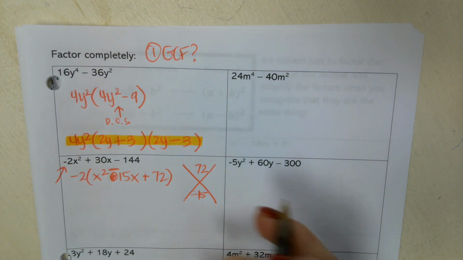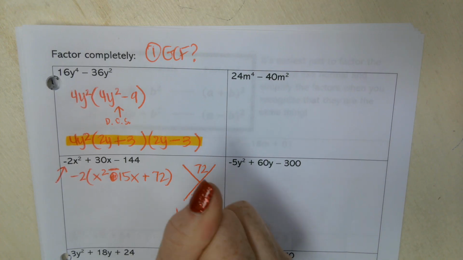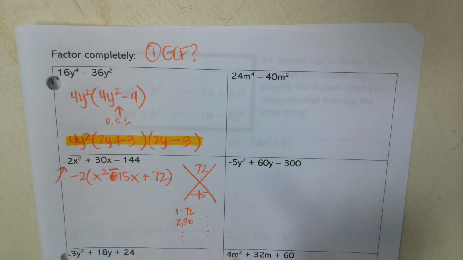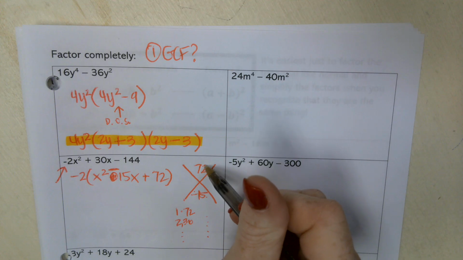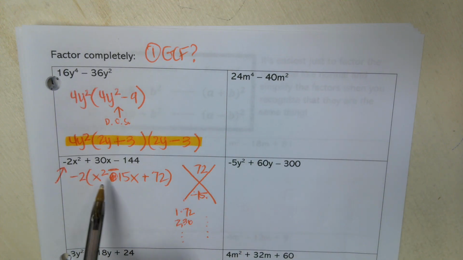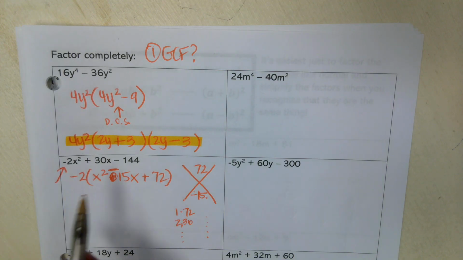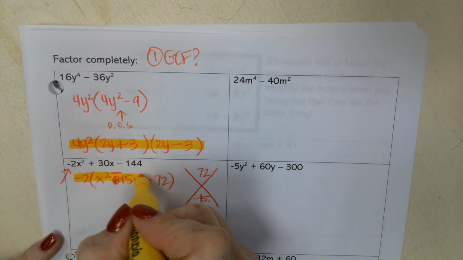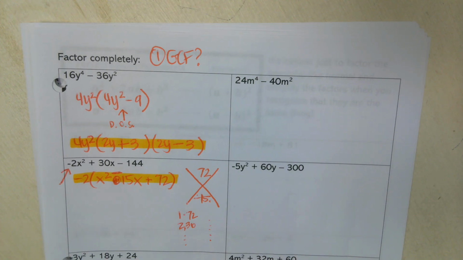If you go through and list out all your factor pairs, so I've got 1 and 72, 2 and 36, and then you go through all of those, you will find that there are no two numbers that multiply to give me positive 72 and add to give me negative 15. That means that this part is prime, but we cannot call the whole polynomial prime because I was able to factor out that negative 2 in the beginning. But that would be factored completely.